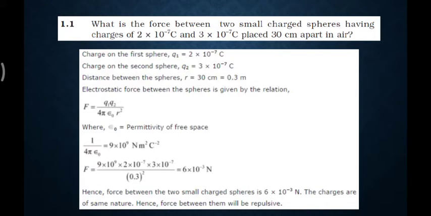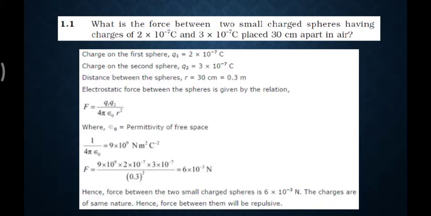Okay, let's start. 1.1. What is the force between two small charged spheres? You have two charged spheres having charges 2 into 10 to the power minus 7 coulomb and 3 into 10 to the power minus 7 coulomb placed 30 centimeter apart. So you may have that picture clear. The two spheres both have an independent charge on them, and they are 30 centimeter apart. So this is q1, q2, and this is r, which is 0.3 meter.